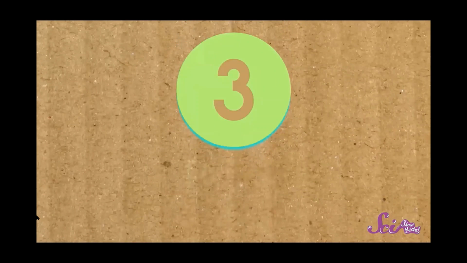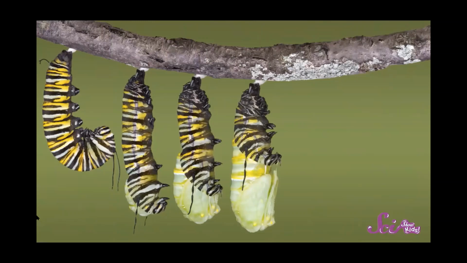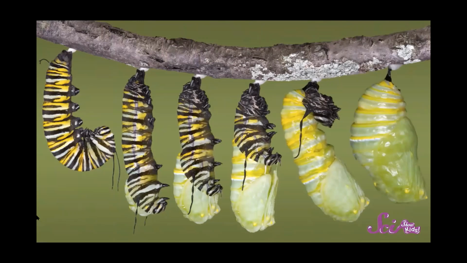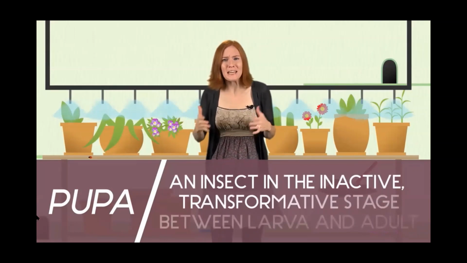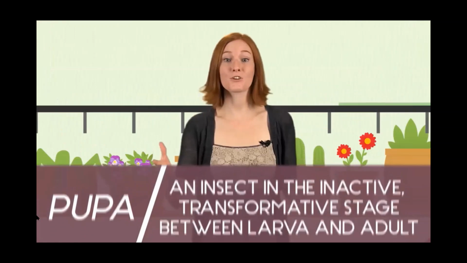In stage number 3, the pupa stage. The caterpillar finds a sturdy branch or stem to hang upside down from. It molts its exoskeleton one final time, regrowing a new layer called a chrysalis. Inside the chrysalis, the caterpillar isn't really a caterpillar anymore, but a pupa. A pupa is an insect when it's in between being a baby, like a caterpillar, and an adult, like a butterfly. The chrysalis has a hard shell to protect the soft pupa while it changes into its adult form.